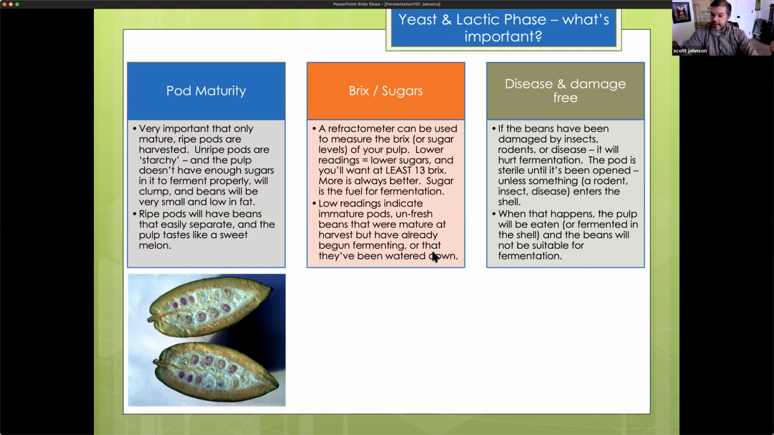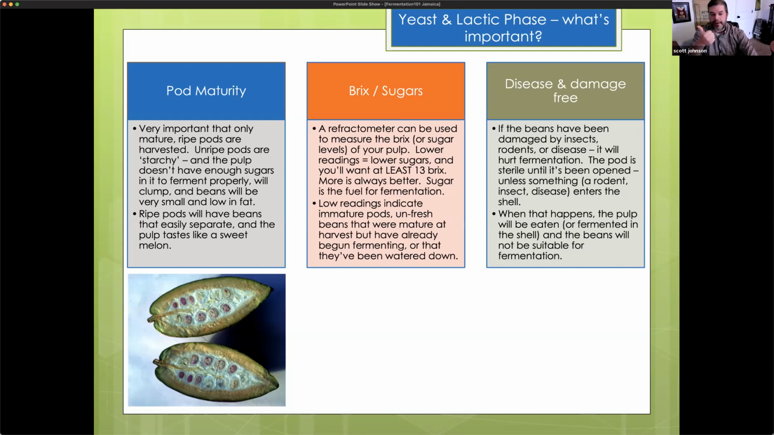So if we try to ferment this, we're just not going to get any of that alcohol formed. We're not going to get any of the lactic acid being formed. And we're not going to get any of the acetic acid being formed because the yeast is unable to convert the starch into sugar.